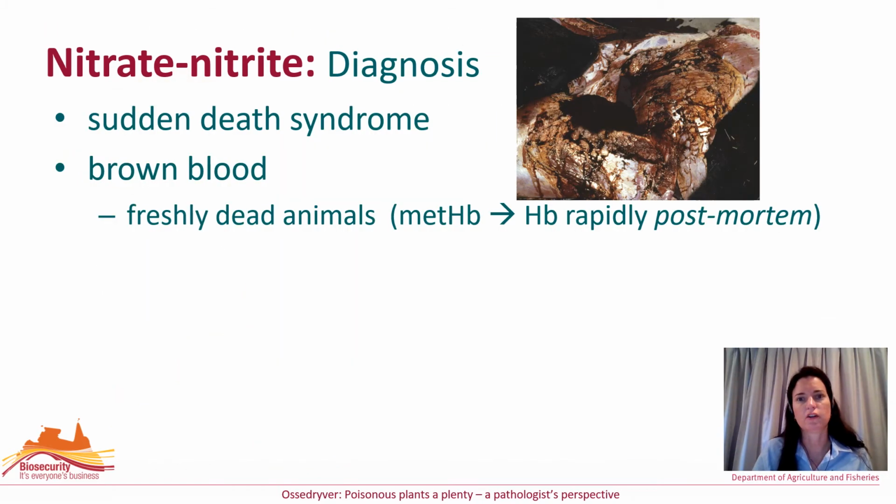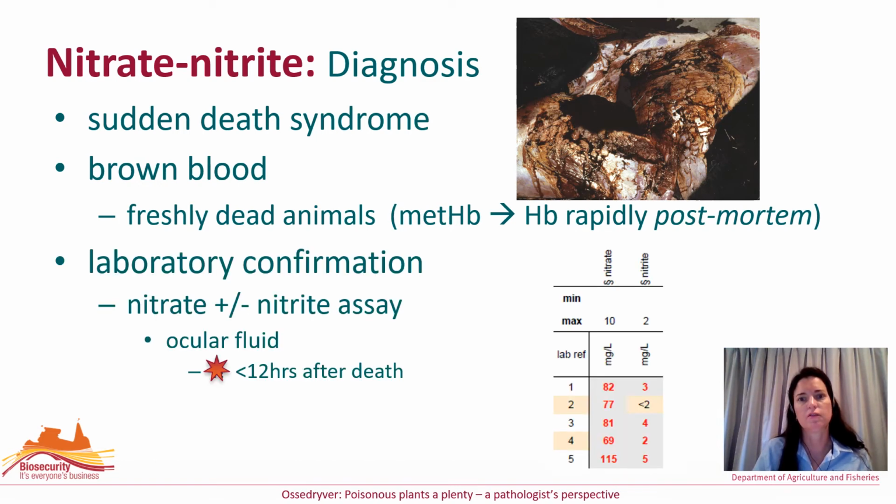A tentative diagnosis of nitrate-nitrite poisoning can be made where there is a syndrome of sudden death and a history of recent exposure. Animals necropsied soon after death will have chocolate-coloured blood. However, this discoloration fades with time and may not be evident in animals that have been dead for more than just a few hours. There are no other specific gross or microscopic changes. Confirmation is therefore reliant upon detection of high levels of nitrate and/or nitrite in ocular fluid from affected animals.